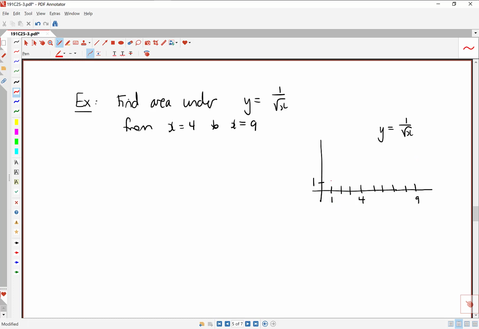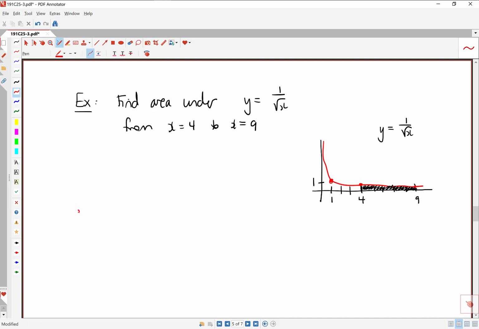So at x equal 1, the value of our function is 1. At x equal 4, it would be 1/2. And at x equal 9, it would be 1 over root 9, or in other words, 1/3. I've actually got y values up here, coming down to 1, 1/2, and then 1/3. So that's what our function looks like. Now we want to find the area under that function, just between x equal 4 and x equal 9. So we're talking about this little area in here, the area between our function and the x-axis over that range of x values between 4 and 9.